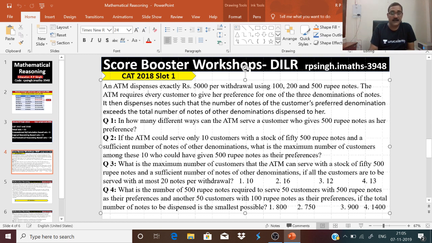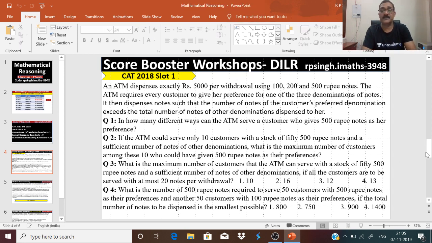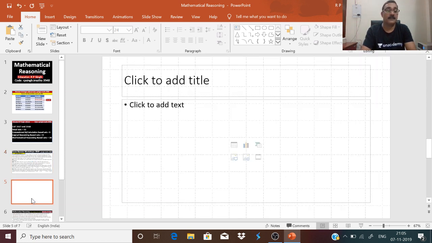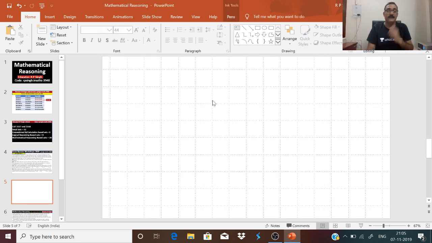So see, what is the condition? Total 5,000 per withdrawal using 100, 200 and 500 notes. Let me find the space, guys. We can do the rough work at this point. So what is the given condition? Total 5,000 you have to dispense.